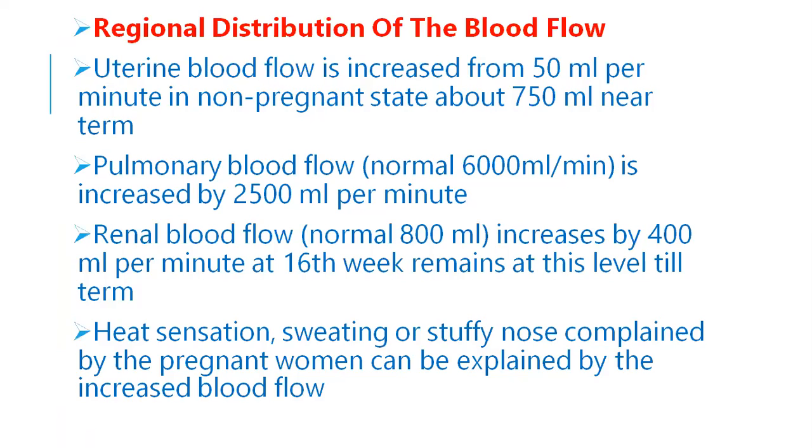What happens to the blood flow? Uterine blood flow is increased from 50 ml per minute in non-pregnant to 750 ml near term. Pulmonary blood flow is 6000 ml per minute to 2500 ml per minute. And renal blood flow is 800 ml. It increases by 400 ml per minute at the 16th week. Heat sensations with sweating or stuffy nose can be explained by the increased blood flow.